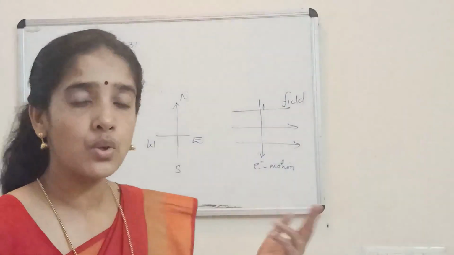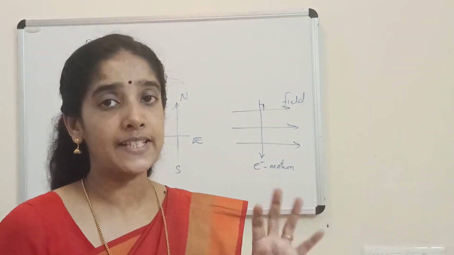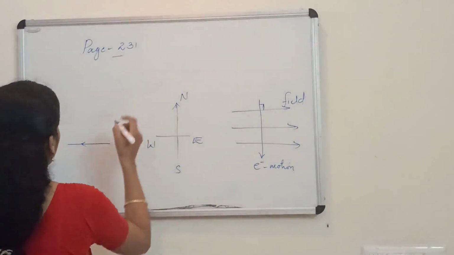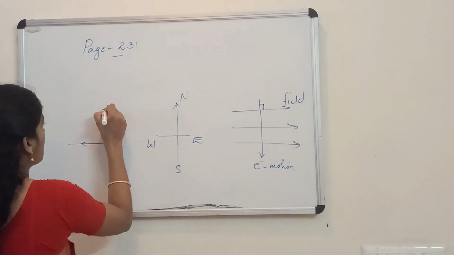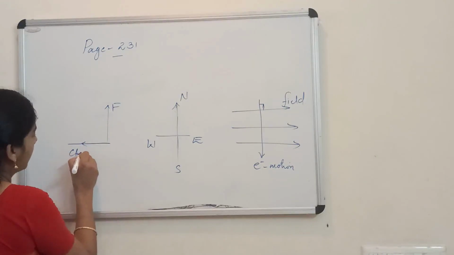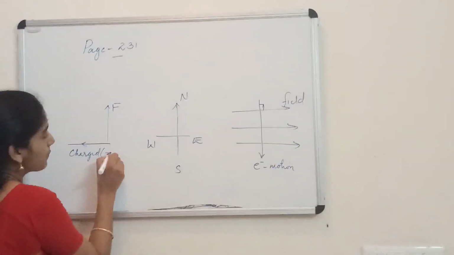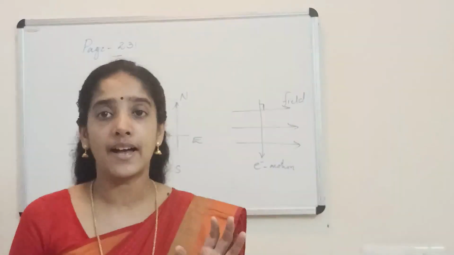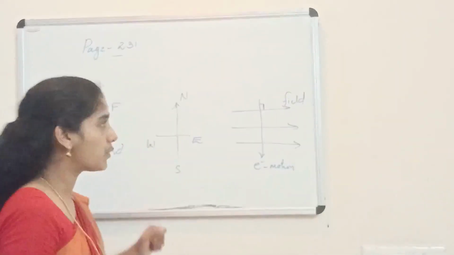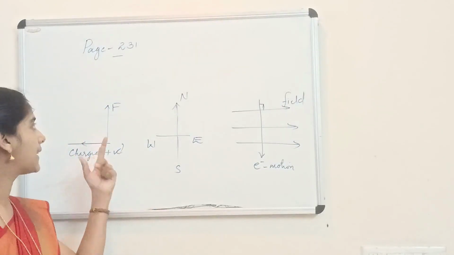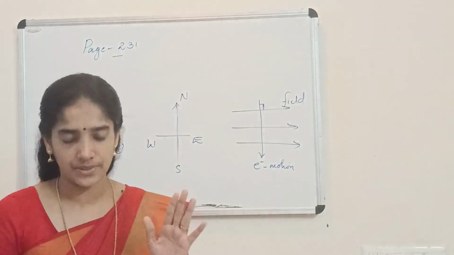Deflected towards north means this particle experienced force in which direction? Towards north. So this is north. So this is the direction of what? Force. And this is the direction of the charged particle. And what type of charge? This is positive charge. The conventional current always shows the direction of positive charge. So what we have to understand from here: this represents the direction of current and this represents the direction of force.